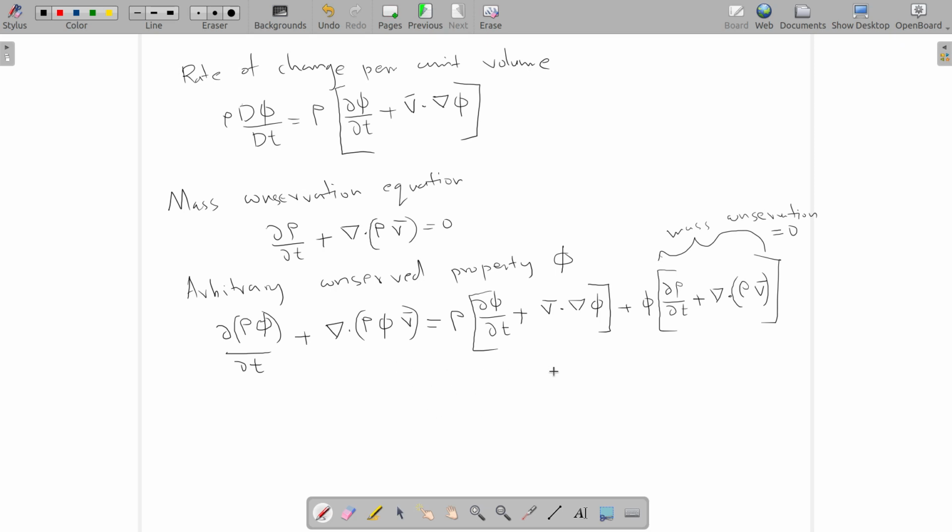So which means this is equal to rho dou phi dou t plus v dot del phi. And what is that? Rate of change per unit volume. So that is equal to rho d phi dt. So here I will write Lagrangian derivative, otherwise you'll get confused. This is not the usual derivative, this is the Lagrangian derivative.